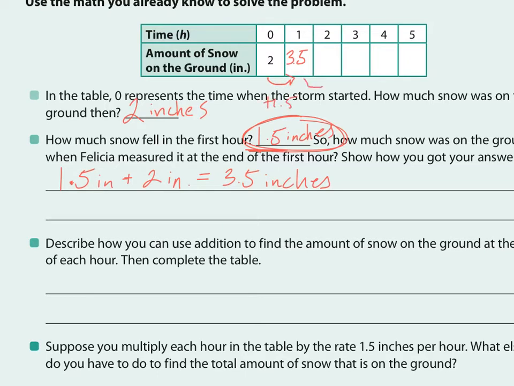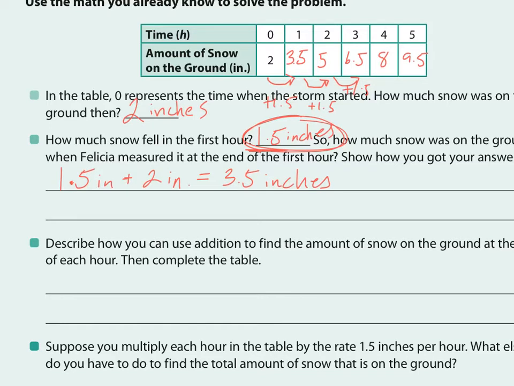Well, the same thing's going to happen from hour 1 to hour 2. Again, I'm getting another 1.5 inches. So 3.5 plus 1.5, now I'm up to 5. Same thing from hour 2 to hour 3, I get another 1.5 inches of snow. Now I'm up to 6.5. Same thing for the next 2 hours as well. Again, it keeps going up by 1.5 inches. So now I'm up to 8, and at the end of hour number 5, we have 9.5 inches of snow.